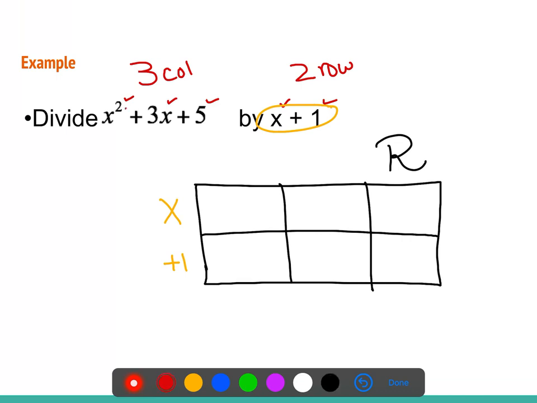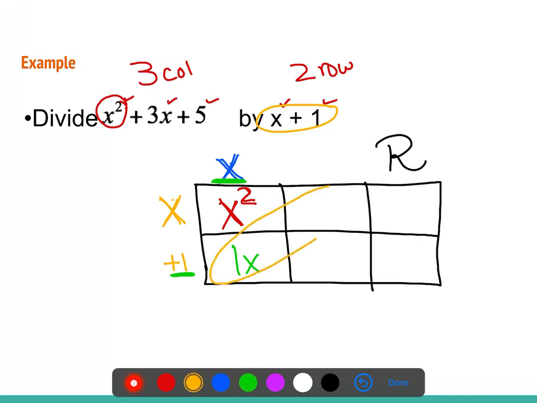Three columns, 2 rows. My rows are going to have an x and a +1. And then I'm going to put the letter R for the remainder. And then I start with my first one goes in the first box. And now I'm going to divide. What times x makes x squared? Well, that's x. X times x is x squared.